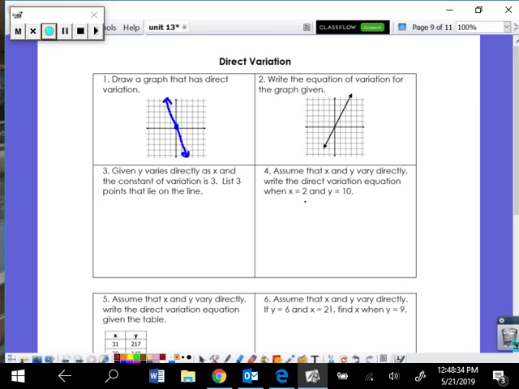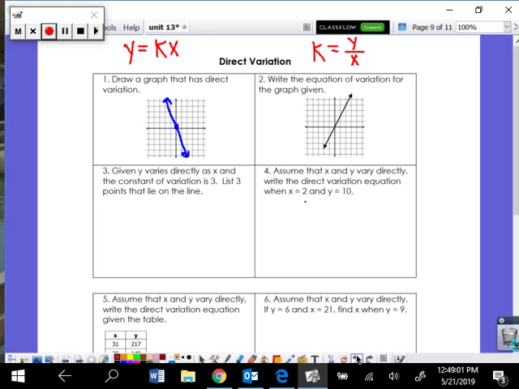Number two, we want to write the equation of variation for the graph given. Okay, so direct variation, if you look back at your notes, we have two equations. y equals k times x. That's our direct variation equation. And then if we wanted to solve for k, we know that k equals y divided by x. So this is our equation. And the second one is how we test for direct variation.